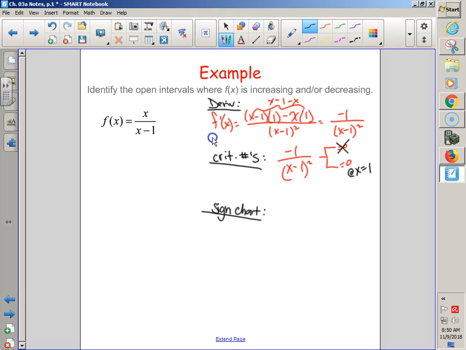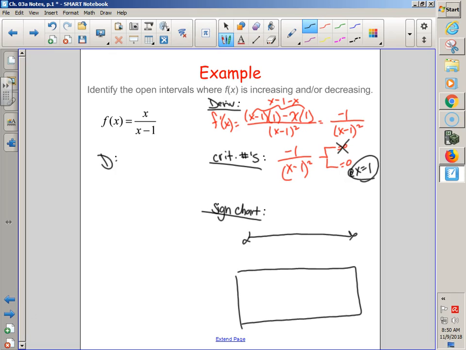Our sign chart is going to take two things, the domain and the critical numbers, and put them together in a number line to split up our intervals. Now you could do that two different ways. One way is with a simple number line. The other way is with a table. Both of them give the same exact pieces of information.